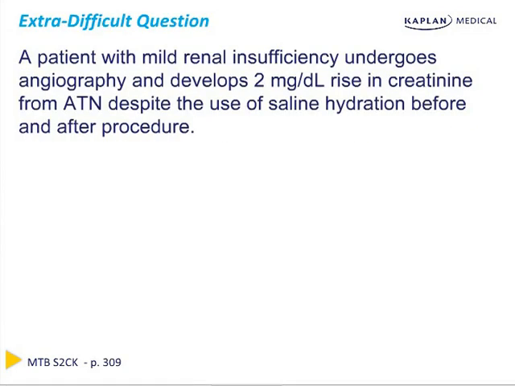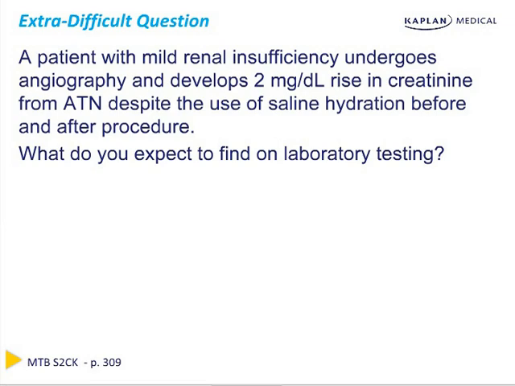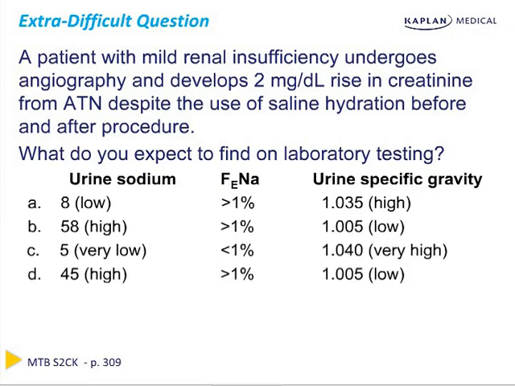Let's take a look at our next clinical vignette. Here we have a patient with mild renal insufficiency who undergoes angiography and subsequently develops a 2 milligram per deciliter rise in creatinine from ATN despite the use of saline hydration before and after the procedure. So the question is, what would we expect to find on laboratory testing? And taking a look at the answer choices, we see varying levels of urine sodium, fractional excretion of sodium, and urine-specific gravity. Urine-specific gravity is another marker to measure how concentrated the urine is.